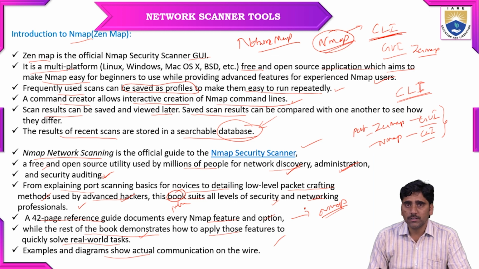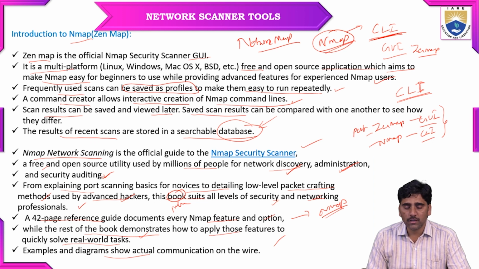So from this point of view, what we have to understand is that NMAP is a type of software used for scanning purposes, and it operates in both CLI mode and GUI mode. In GUI mode it is called Zenmap, and in CLI mode it is called NMAP. So you can perform scans in both GUI and CLI mode, and the detailed scan results can be compared with each other.